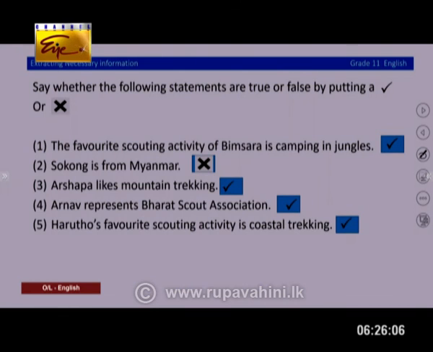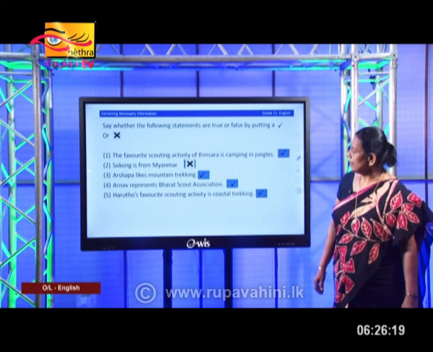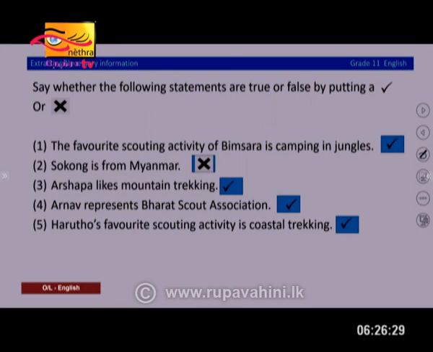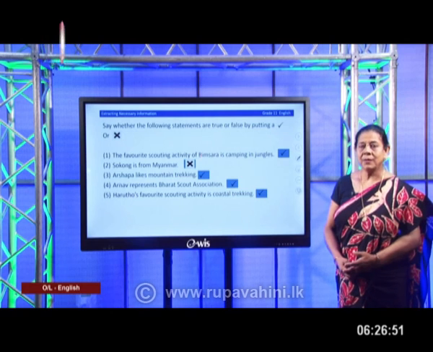Yes, shall we check your answers? The first one. The favorite scouting activity of Bimsara is camping in jungles. Is it correct? Yes, it's correct. Read the second one. Sokong is from Myanmar. Is Sokong from Myanmar? No, that is wrong. You have to put a cross. Arshapa likes mountain trekking. Yes, it's correct. Anam represents Bharat Scout Association. Yes, he's an Indian. That is correct. Haruto's favorite scouting activity is coastal trekking. That is also correct. You have to put a tick.